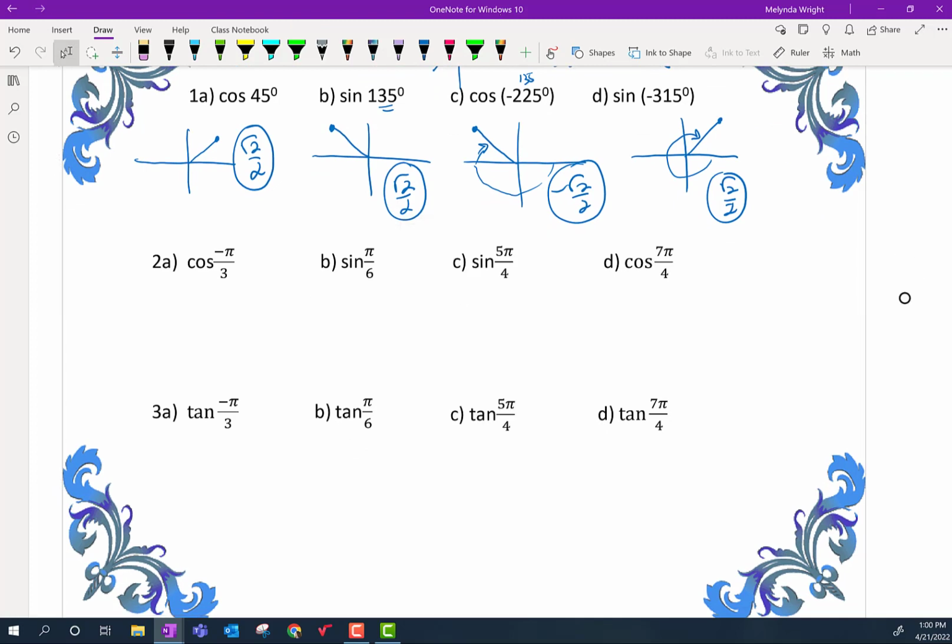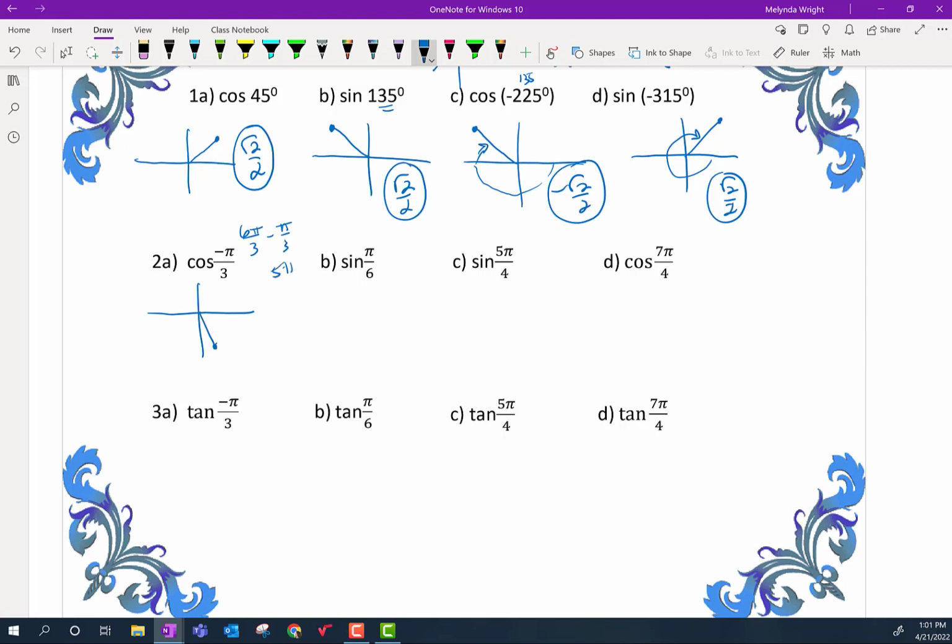So let's draw this. Negative pi over 3 would be down here. If we're not comfortable with the negative, we would add 2 pi. But of course, we need a common denominator. You know how fractions work. So that would be 6 pi over 3 minus pi over 3.